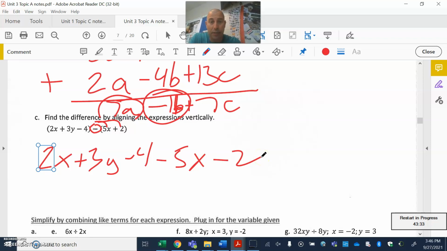Now let's combine our like terms. 2x with the negative 5x, negative 3x. The 3y, the positive 3y, with the, I don't have any y's.